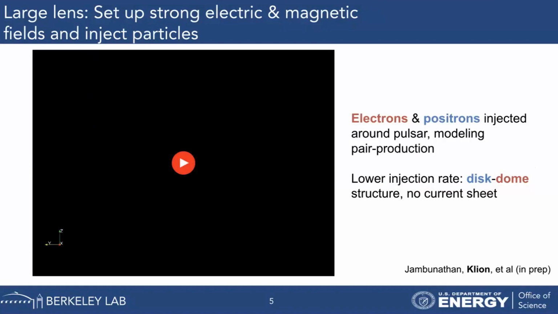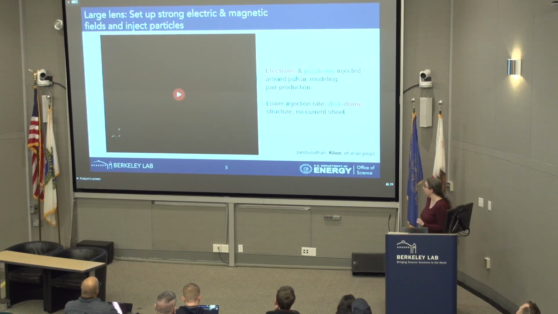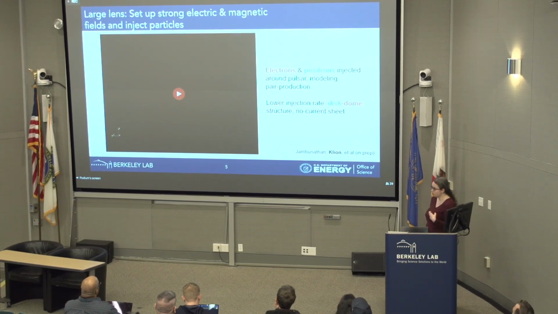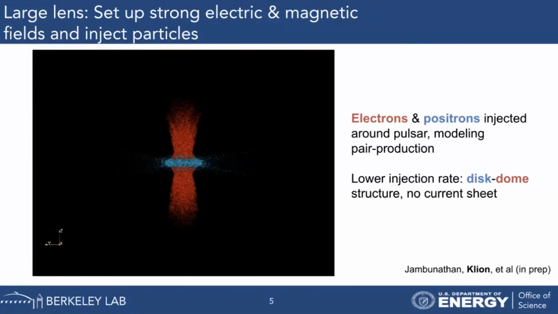So I'd like to start the discussion of the results with talking about some of these large-scale pulsar simulations. To do these, we set up some initial condition that represents the fields that surround a pulsar, and then inject electrons and positrons. So the electrons in this movie are going to be in red, the positrons are in blue. And there we go. So the positrons will form, in this case, a sort of disk-like structure, and the electrons will form a dome. And this is a quiescent pulsar, so one with relatively low magnetic field.